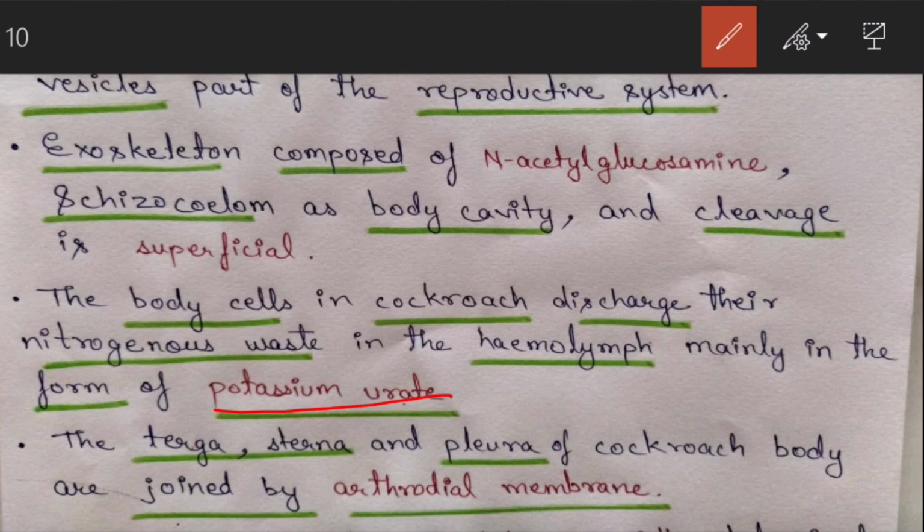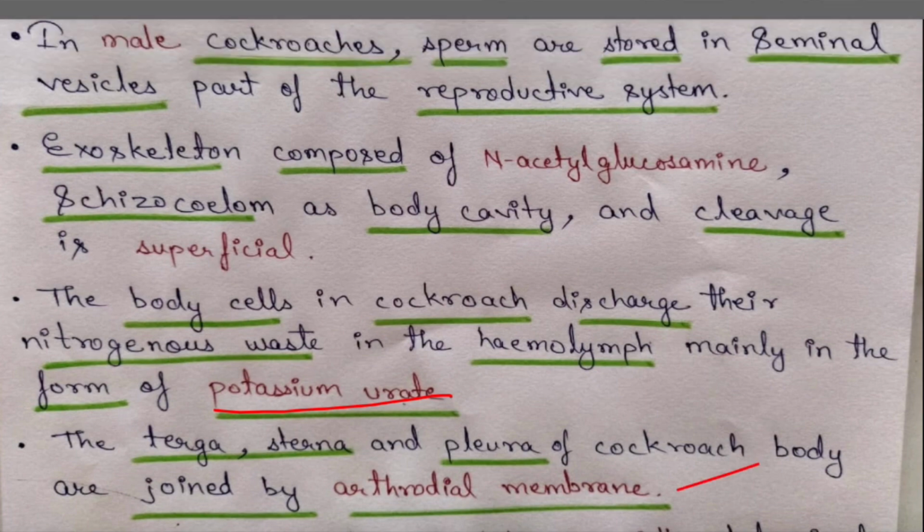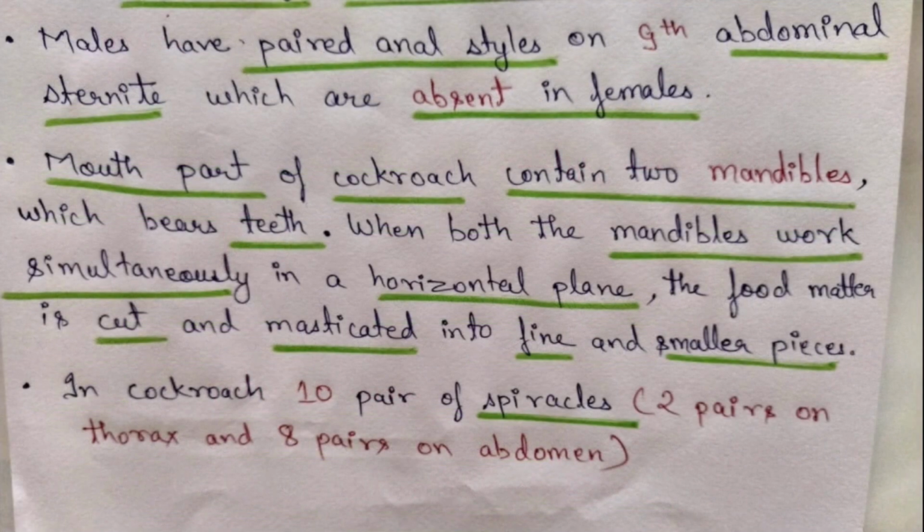The terga, sterna and pleura of cockroach body are joined by arthrodial membrane. Males have paired anal styles on 9th abdominal sternite which are absent in female. So anal styles are also called cordial styles and with their help you can distinguish between male and female. So with the help of anal styles you will differentiate between male and female.